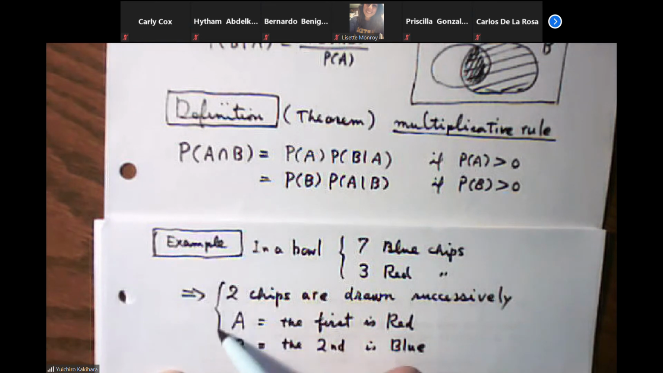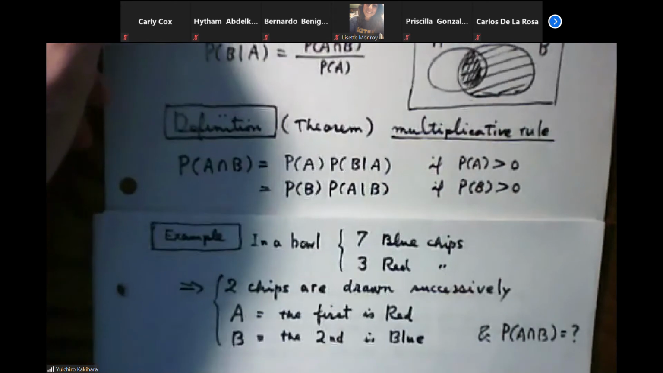So consider these 2 events, and then we'd like to calculate the common event A intersection B. What is the probability of A intersection B? We'd like to calculate the common event A intersection of B. What is that probability? This is the question. How do you calculate this?